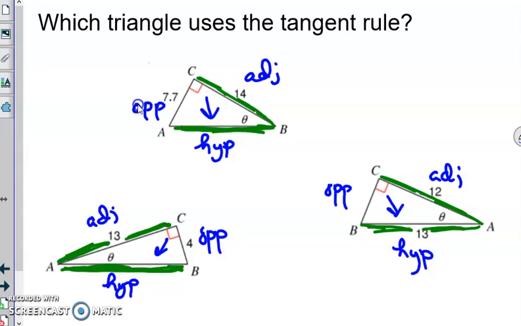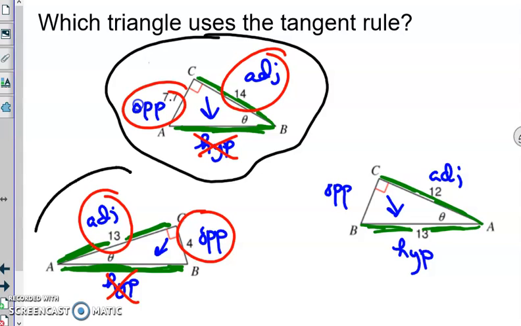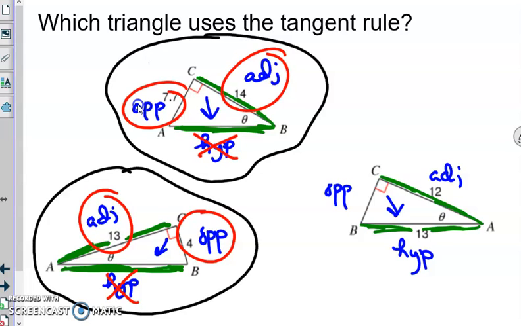So for the top triangle, we are using the adjacent side and the opposite side. We're not using the hypotenuse. This problem here is a tangent problem. For the bottom left triangle, we're using the adjacent and the opposite side here. So that makes this problem another example of tangent. Again, those are the two sides we're using.